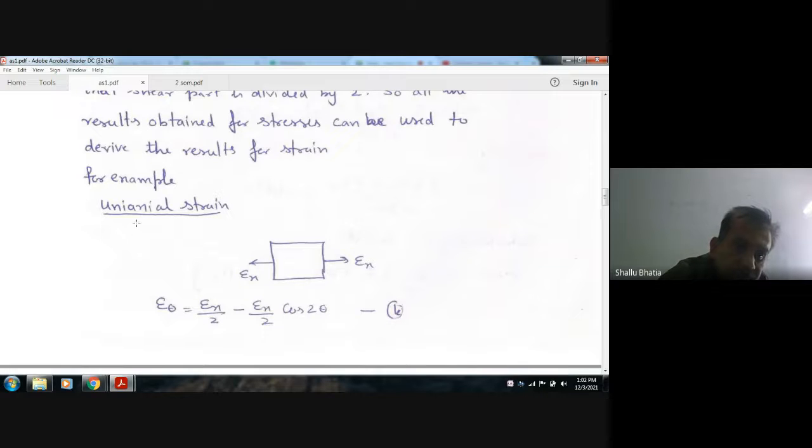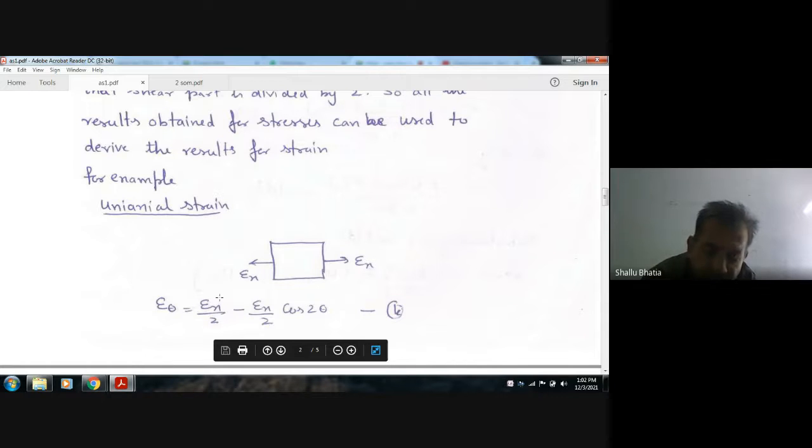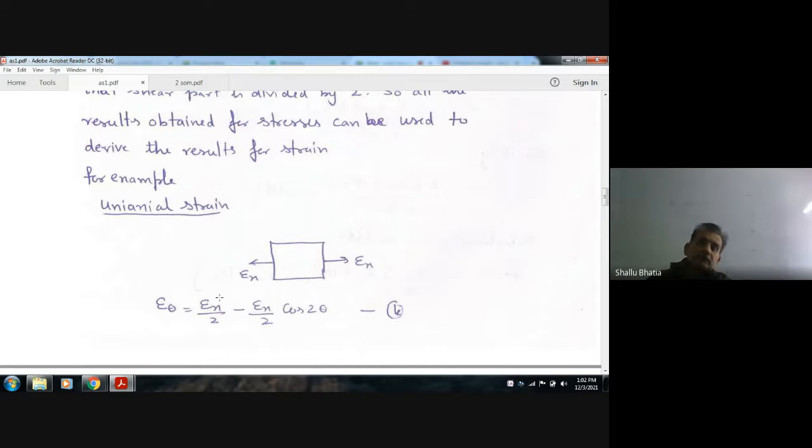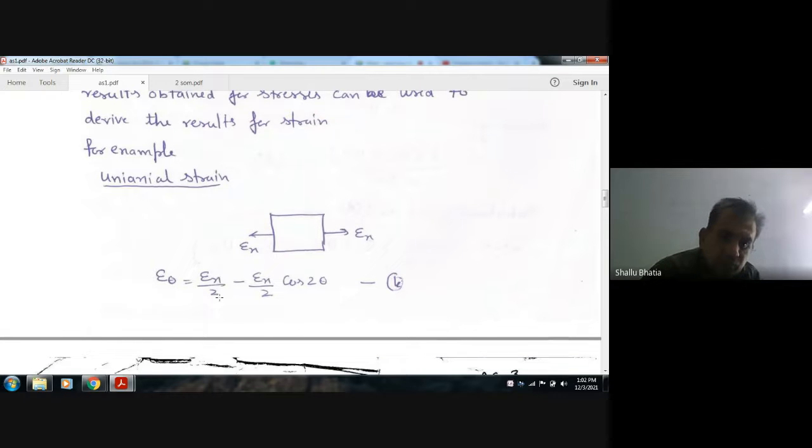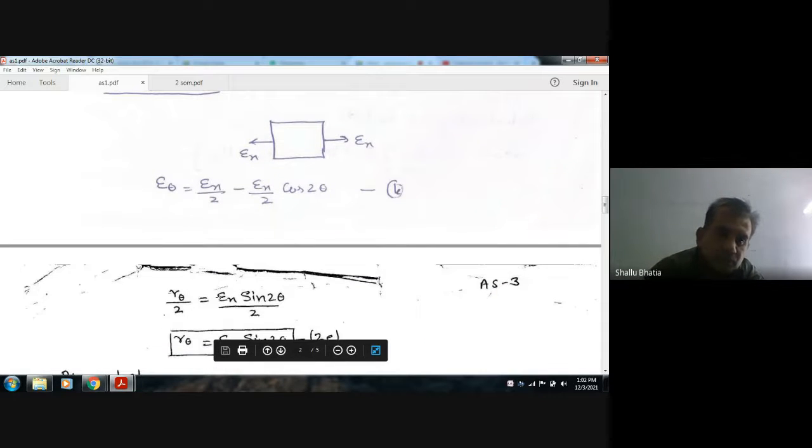Then sigma theta is replaced by epsilon theta, and sigma x is replaced by epsilon x. All the direct stresses are replaced by direct strain as it is in the result. But when we take the shear stress and want to replace it by the shear strain, we have to divide it by 2. So this is the expression.